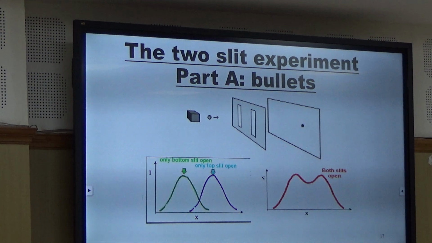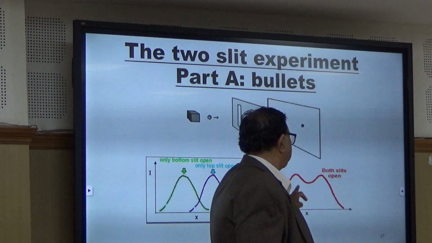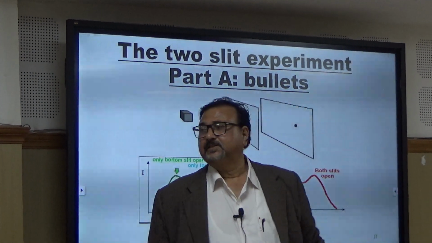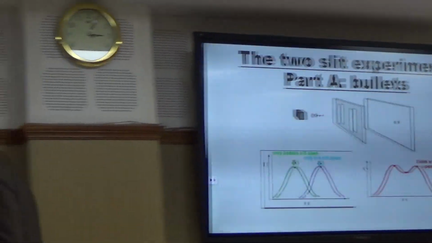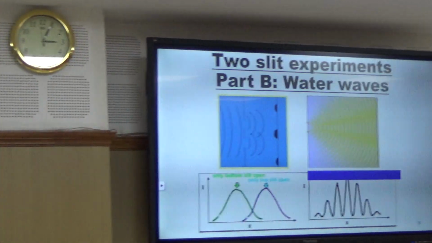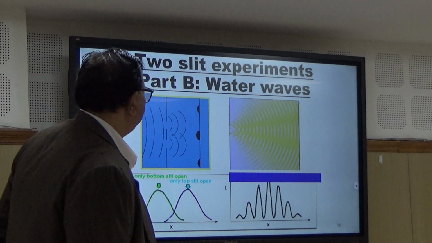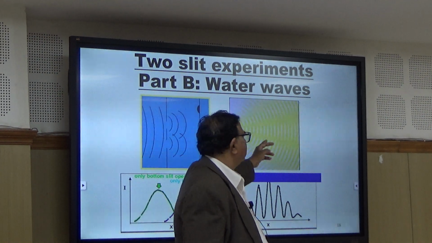So, when both slits are open, this is the ultimate resultant, where you can see a small bit. This is basically explained with the path of a bullet. Now let us take a wave, because that was a classical approach. Now we are jumping into the field of optics. So these waves basically move and then interfere with each other.